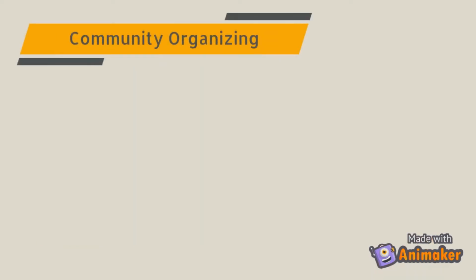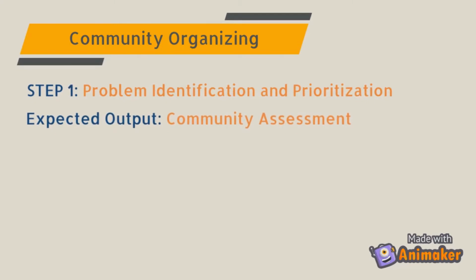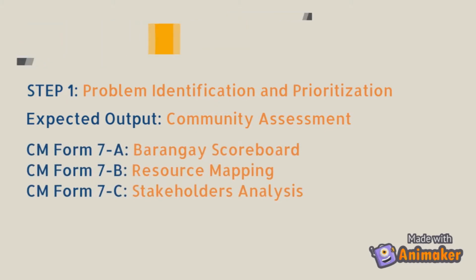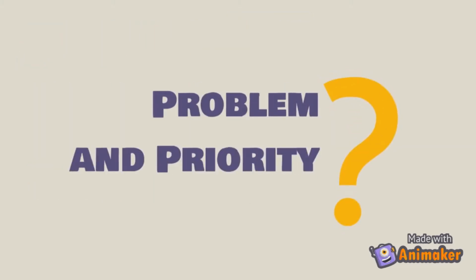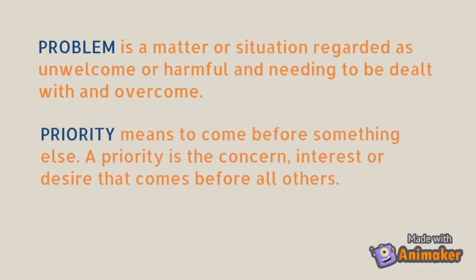The community organizing begins with Step 1. Problem identification and prioritization. Expected output, community assessment, using CM Form 7A, 7B, and 7C. Let's define what is problem and priority. Problem is a matter or situation regarded as unwelcome or harmful and needing to be dealt with and overcome. Priority comes from the word prior, which means to come before something else. A priority is the concern, interest, or desire that comes before all others.